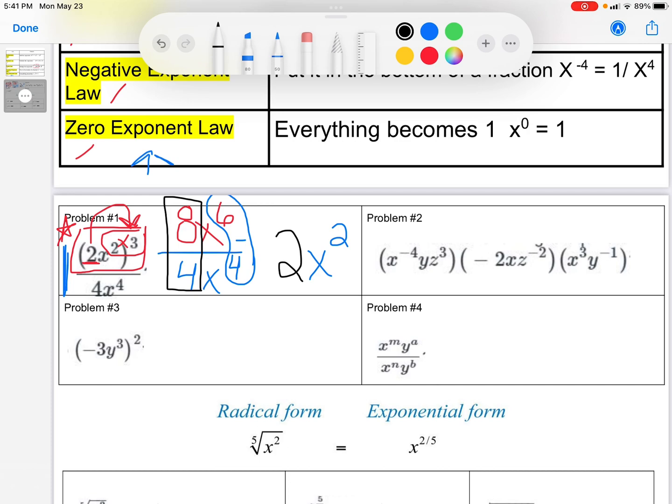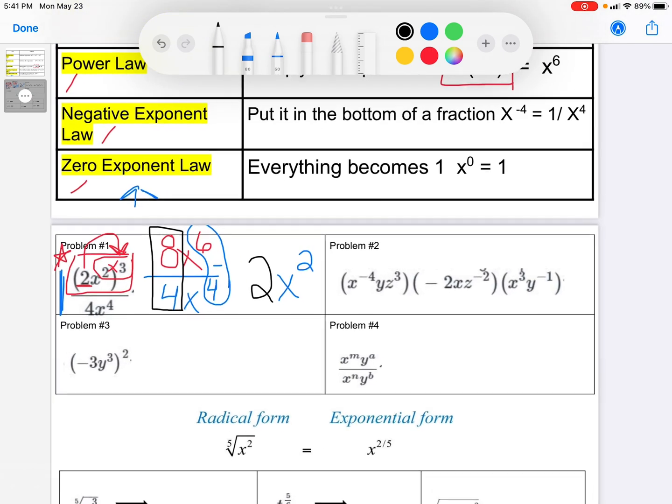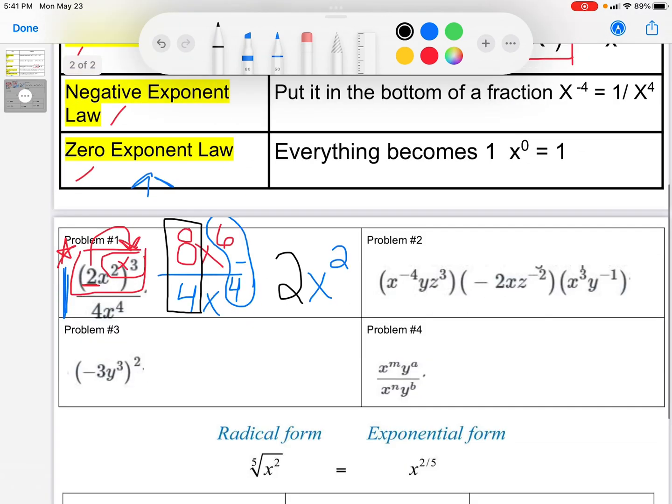Okay, problem 2. So problem 2 over here has a bunch of parentheses that you can see, and we're going to have to put all of our like terms together. So problem 2, the only law that's actually happening here is the multiplication law. So nothing else is happening but multiplication law. The big thing with problem 2 is just make sure you're putting the same letters together. So I'm going to put all of my x's together, then my y's, then my z's.